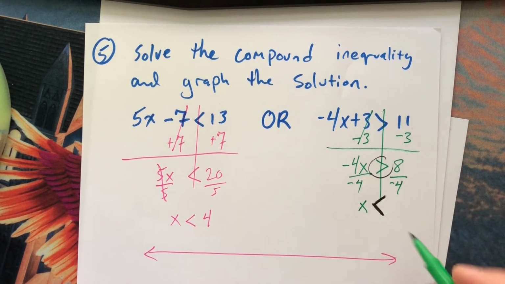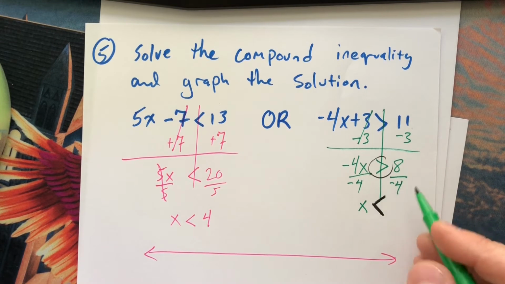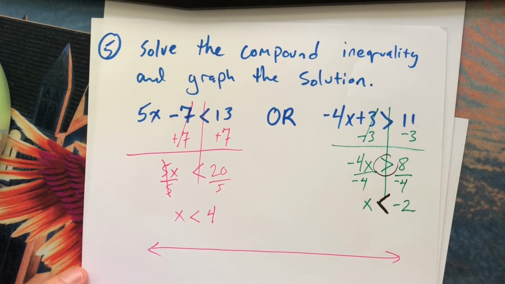Right there, okay. So -4 divided by -4 cancels. The symbol flipped. 8 divided by -4 is -2. Okay, so we're going to graph both of these solutions on the same number line, and their overlap is going to be our final solution.